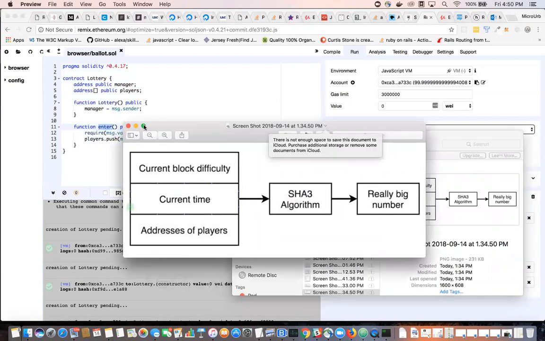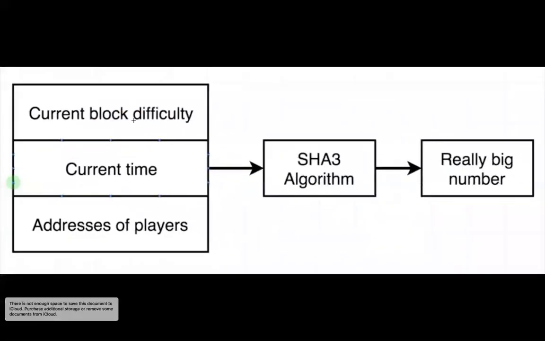So this is what I'm going to be doing. I'm going to be taking the current block difficulty. The current block difficulty is something that takes some amount of time to process on an actual transaction. The amount of time that it takes to solve a block, that's a block difficulty. So it's going to be represented by a block integer. And then I'm also going to take the current time, and I'm going to take the list of addresses of players. So I'm going to take these three inputs and feed them into the SHA-3 algorithm.